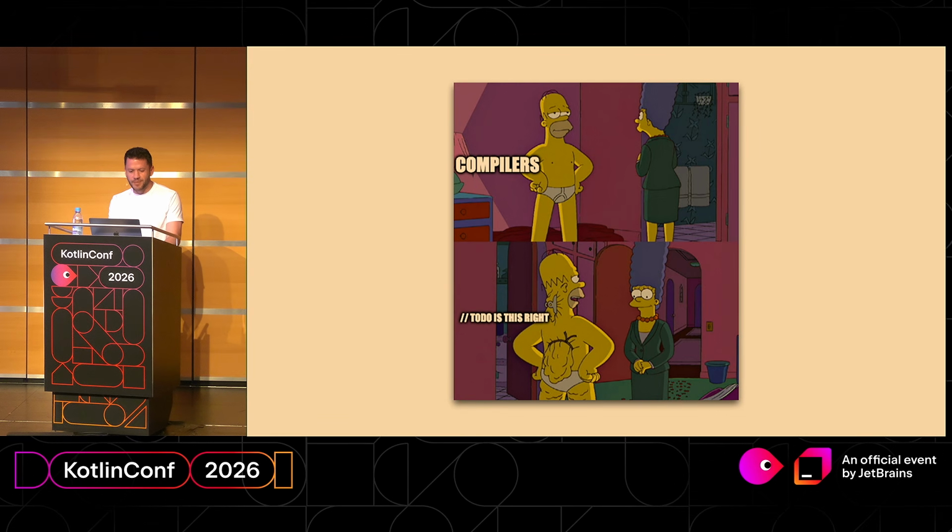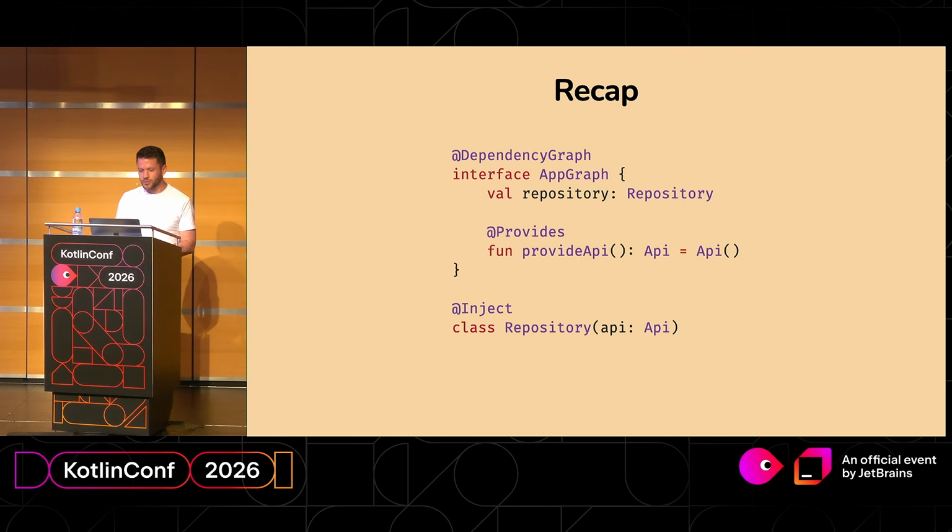So let's recap with the sort of North Star example that we'll keep revisiting throughout this talk. Here we have a simple app graph. It exposes this repository, which itself is constructor injected and depends on an API that we provide. So this should look familiar if you've worked with Metro.